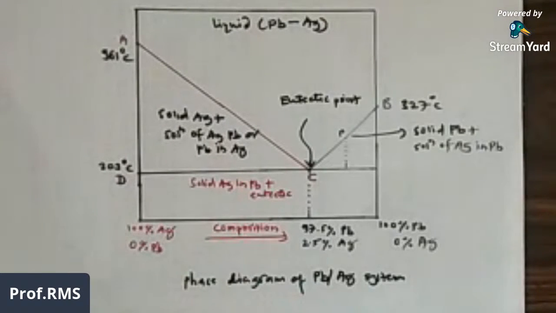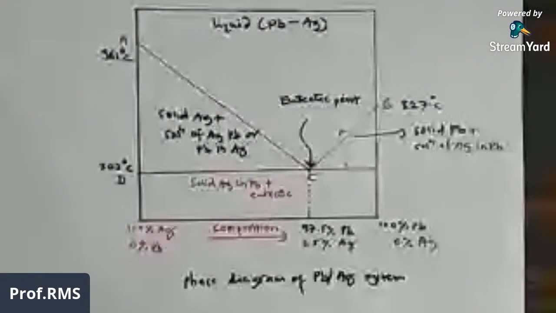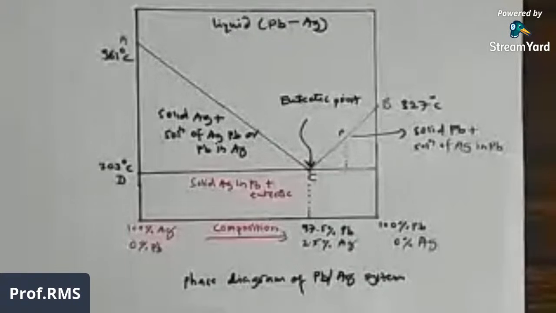Good afternoon, everyone. Last time we have seen the phase diagram of sulfur. In previous lectures we have discussed two phase diagrams, one of water and one of sulfur. Both systems were one component systems, but today we are going to discuss the phase diagram of the lead-silver system, which is a two component system.